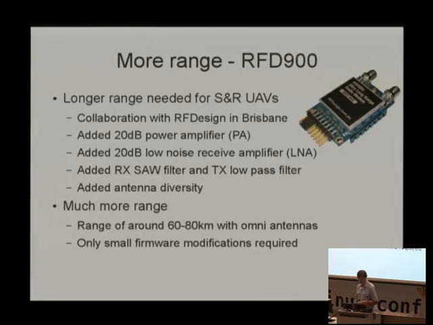Okay, then we wanted more range. So the next step was to go to the next radio. We worked with Seppo Sario at RF Design in Brisbane, a really nice little company up there. And he designed the next level of the radio, which is this one. He basically took the SI1000 and added a 20 dB power amplifier, a 20 dB low noise receive amplifier, a SAW filter, a transmit low pass filter to stop GPS interference, and dual antenna.